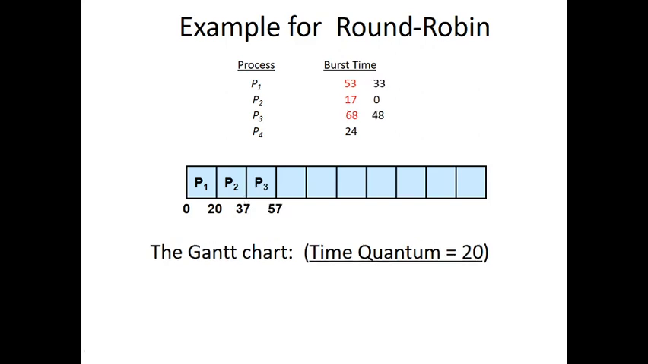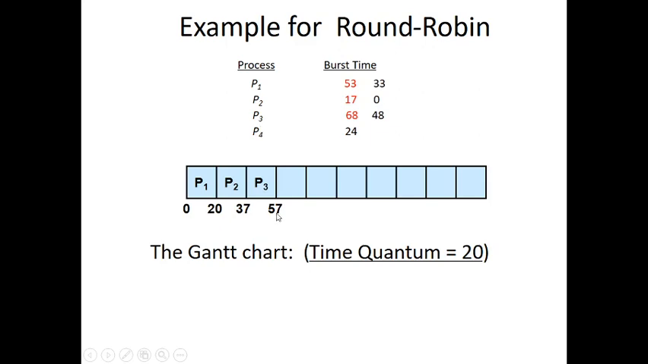Fine. Next is P3 in sequence, so P3 will get a chance. P2 has completed and exited the system, so P2 is not required next time. Now the CPU is with P3, and the burst time for P3 is 68. 20 milliseconds is assigned to P3 for executing its task. Out of 68, 20 units are executed, so remaining is 48. So for P3, 37 plus 20 is 57.